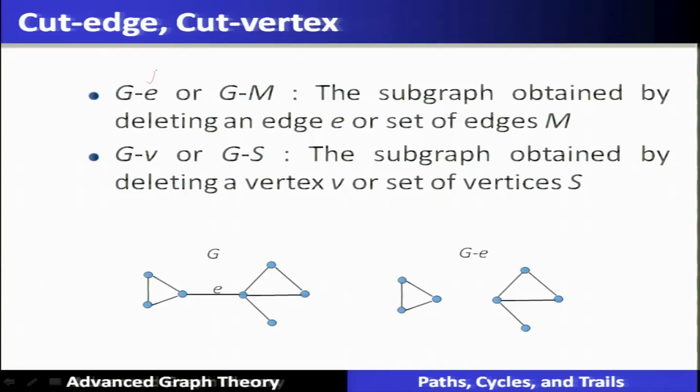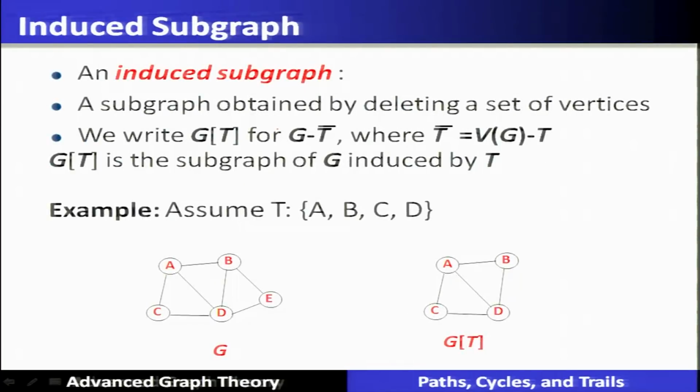And this is represented in this particular form of notation: when an edge is removed from a graph, it is represented as G minus e. So when this edge is removed, this particular graph will become G minus e. And similarly, when a vertex is removed, it will be G minus v. Similarly, if there is a set of edges, it is called M, and when it is a set of vertices, it is called capital S. So these are the notations. Now we are going to introduce the definition of the induced subgraph. An induced subgraph is a subgraph obtained by deleting a set of vertices.